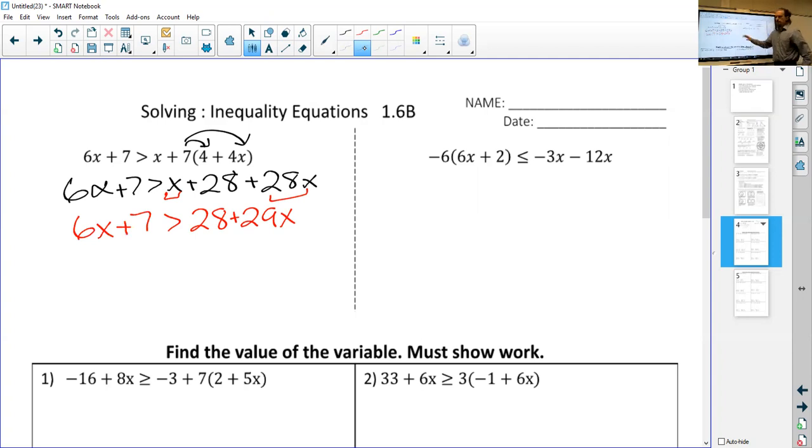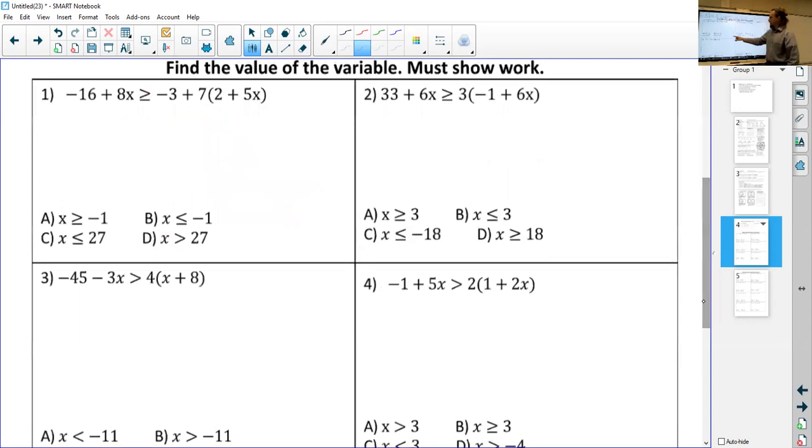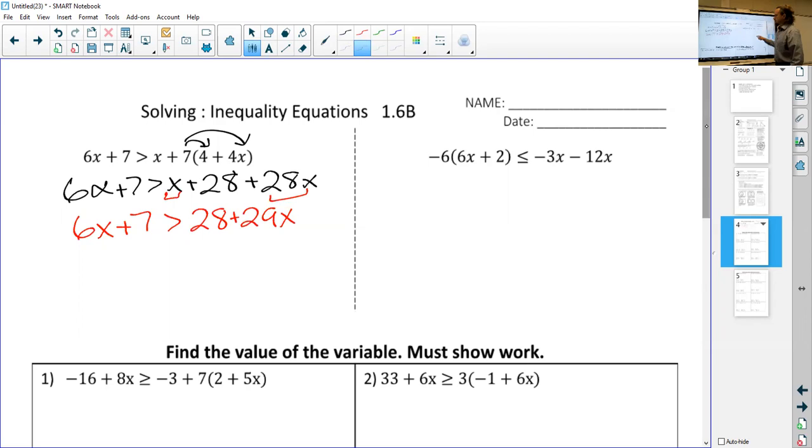Okay, so you have a little bit of a decision to make here. Normally we would say move the 6x over to keep it positive. But if you look, since all of our answers are multiple choice and they always start with the variable on the left-hand side, you might want to consider always moving your variable over to the left, which will give us some negative sometimes, but that's okay.